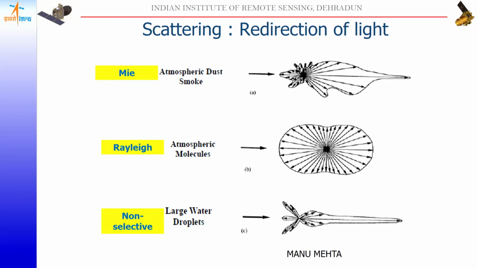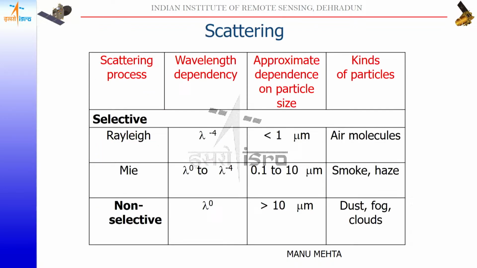So for Rayleigh scattering, the amount of forward scattering is equal to the amount of backward scattering. For Mie scattering, the amount of forward scattering is more compared to the backward scattering. These two types of scattering, Rayleigh and Mie, are also called selective scattering. Why selective? Because their behavior depends upon the wavelength of light which is interacting. And larger is the wavelength, smaller is this type of selective scattering. For Rayleigh, this dependency is lambda to the power minus 4, and for Mie, it is roughly lambda to the power minus 2, but it can vary between lambda to the power 0 and lambda to the power minus 4.